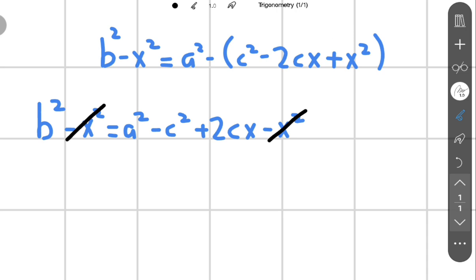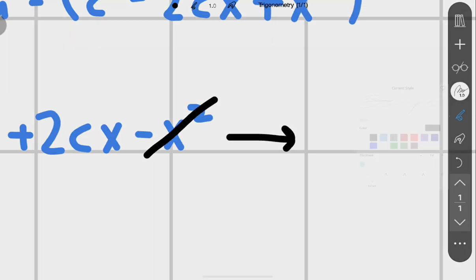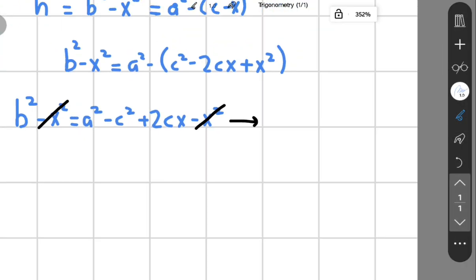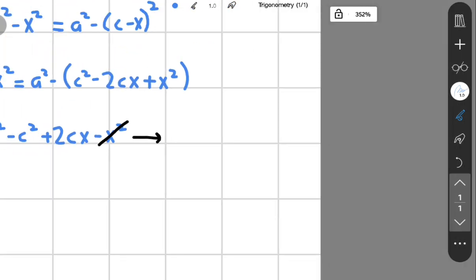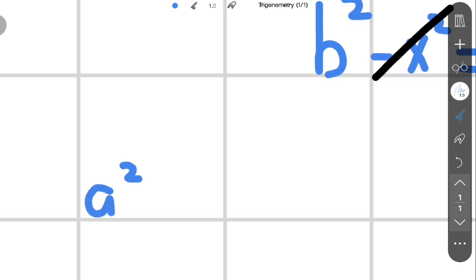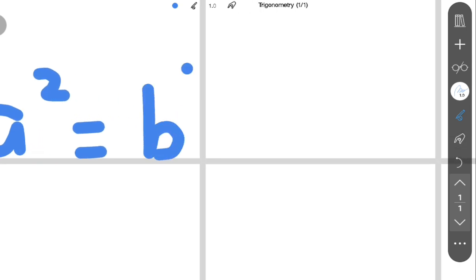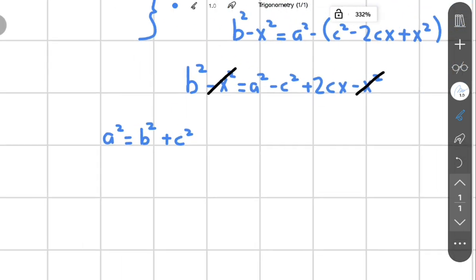In the end, what we're trying to find is the length of the side, a squared. Sorry, I was just stretching. Now let's send everything to the other side. Let's just continue down. We'll have a squared is equal to b squared plus c squared minus 2cx.